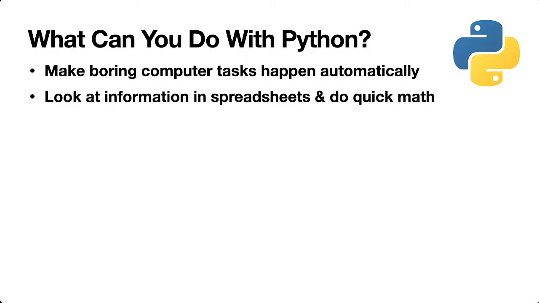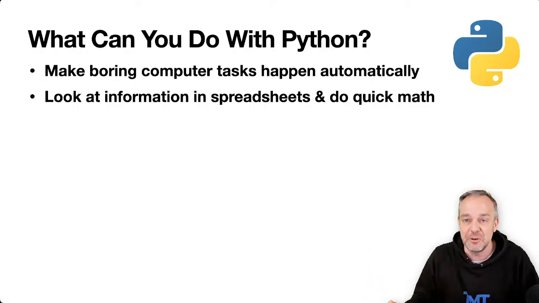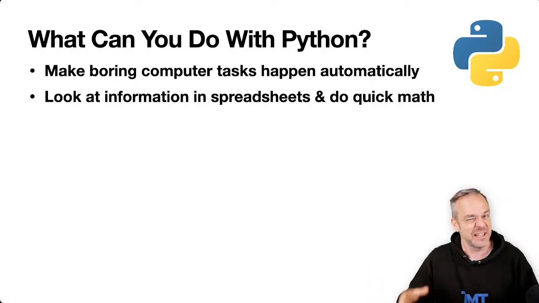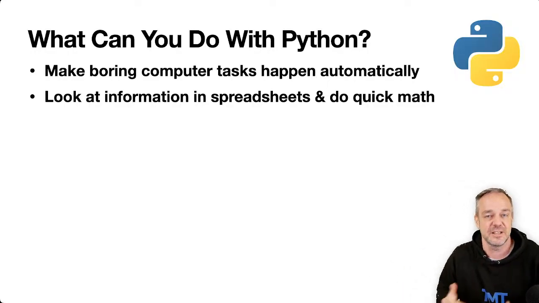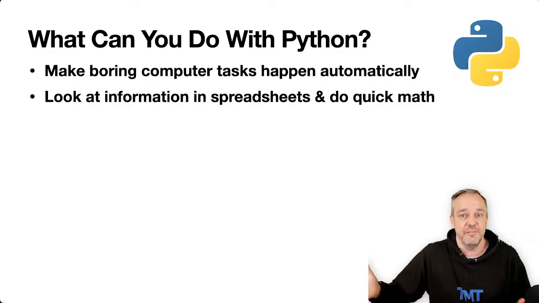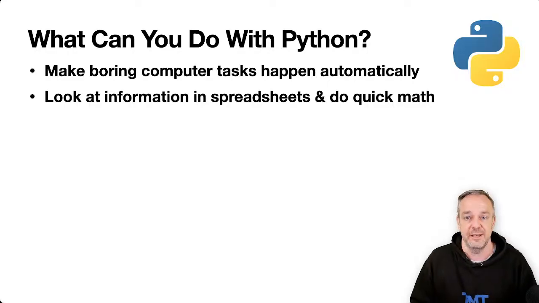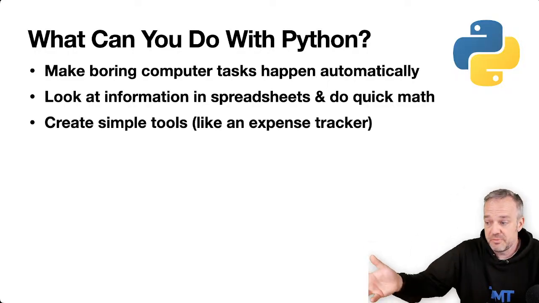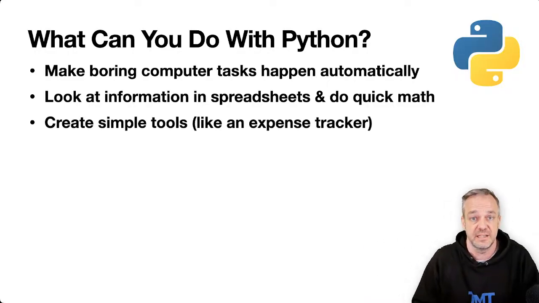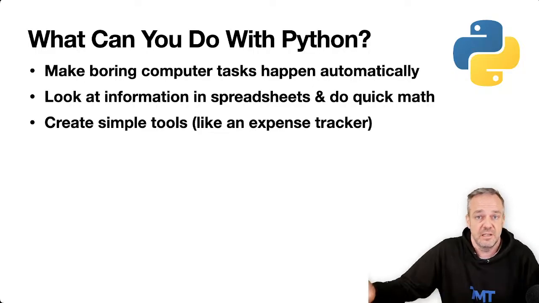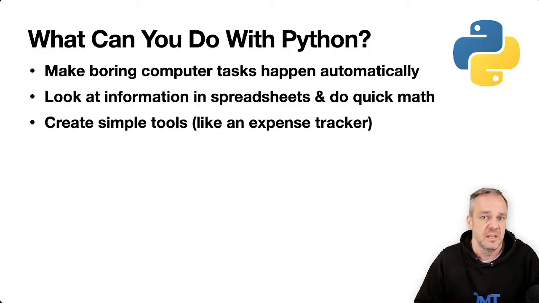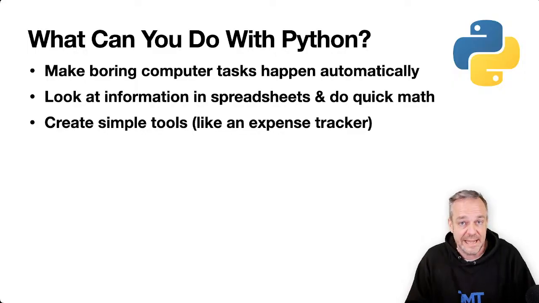So maybe you're drowning in spreadsheets like I am when I'm doing accounting. I hate accounting, right? And Python is like a superhero with Excel files. It can crunch numbers and organize data in seconds. That's all stuff that would take you hours to do by hand. If you want something more practical, you can create simple tools like an expense tracker that makes your life easier, right? Or something that reminds you about important dates.